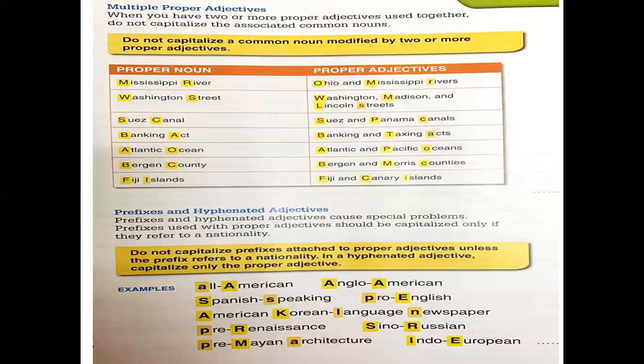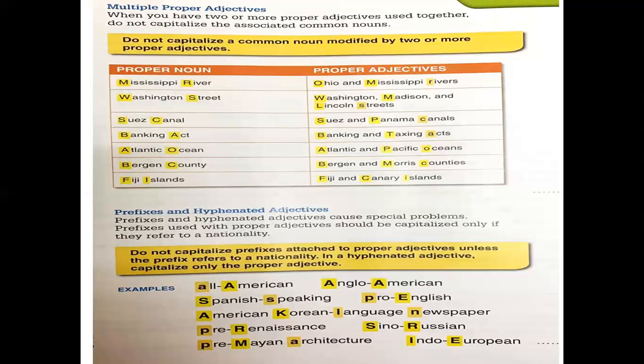Now, prefixes and hyphenated adjectives. Do not capitalize prefixes attached to proper adjectives unless the prefix refers to a nationality. In a hyphenated adjective, capitalize only the proper adjective. So when you have hyphenated adjectives, do not capitalize if it is not proper. Capitalize only if it is proper. And do not capitalize the other part which is not proper.